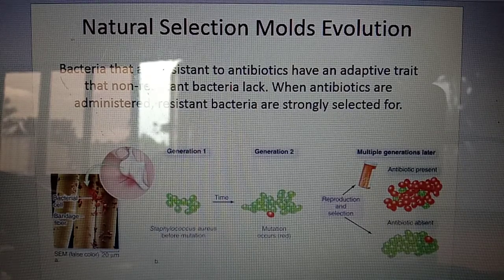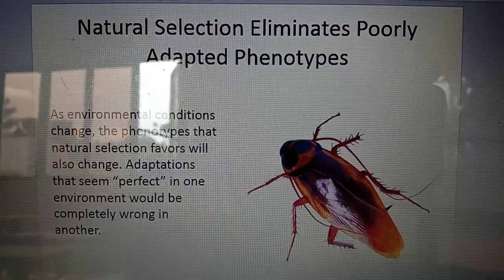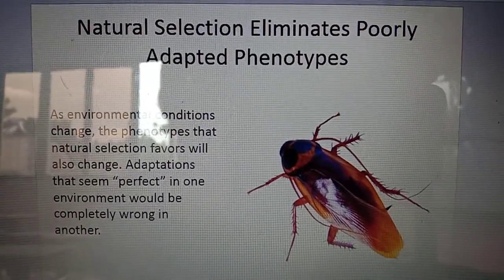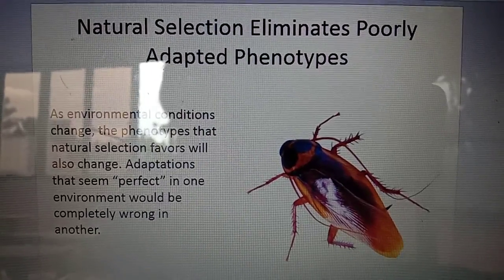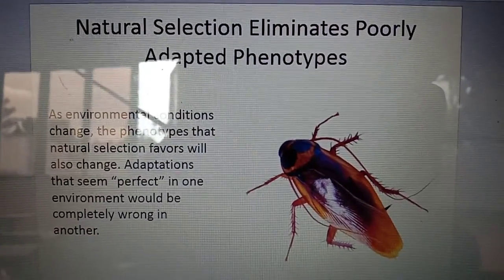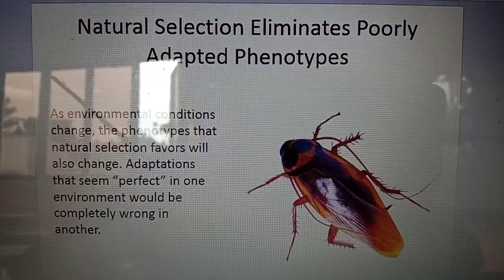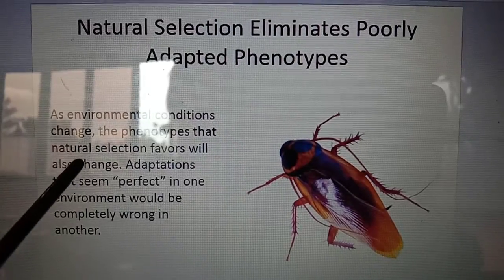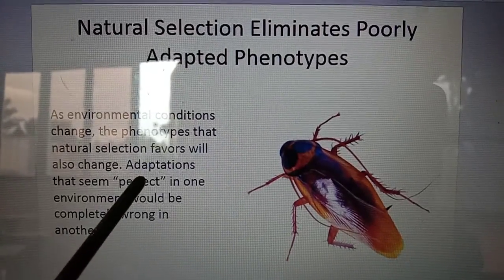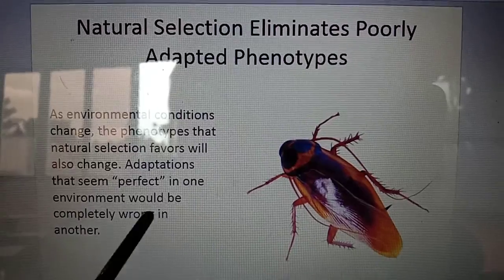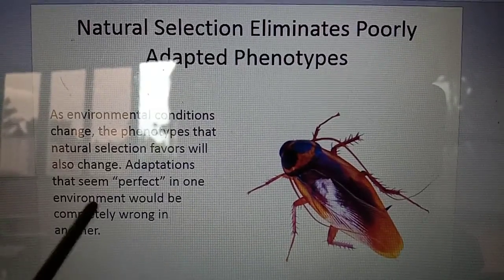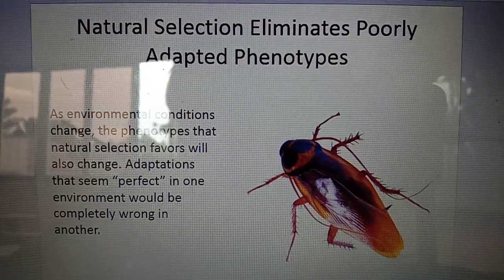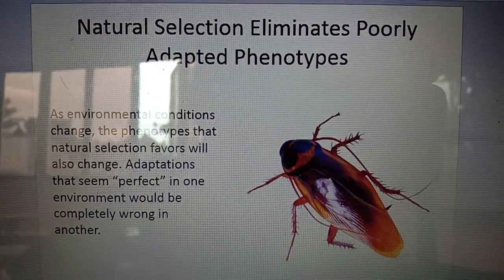Now, this one: natural selection eliminates poorly adapted phenotypes. So it doesn't mean that natural selection will also select the poor features. As environmental conditions change, the phenotypes that natural selection favors will also change. Adaptations that seem perfect in one environment would be completely wrong in another. Is that clear?